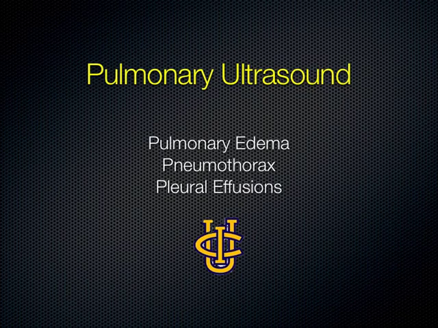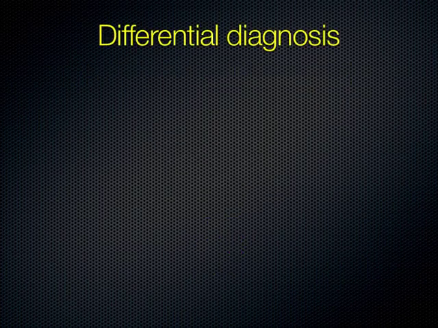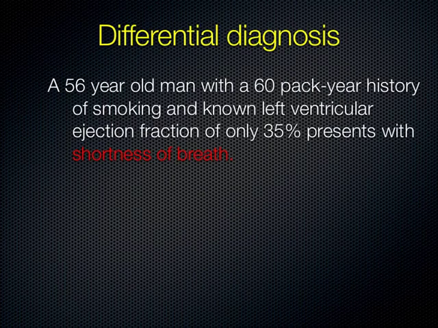So there's a classic differential diagnosis that we see all the time. You will see it your first time in the hospital. Somebody presents short of breath, and the question is, what's going on here? So if you have a patient who's 56 years old, who smokes, who has a bad heart, the differential is wide, but it definitely includes at the top of the list congestive heart failure and COPD exacerbation. So that's always the clinical dilemma, which one is it, congestive heart failure or COPD?